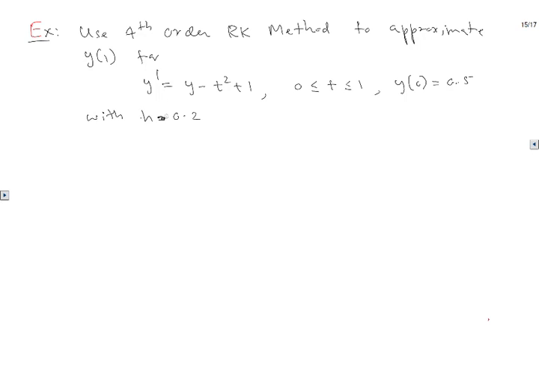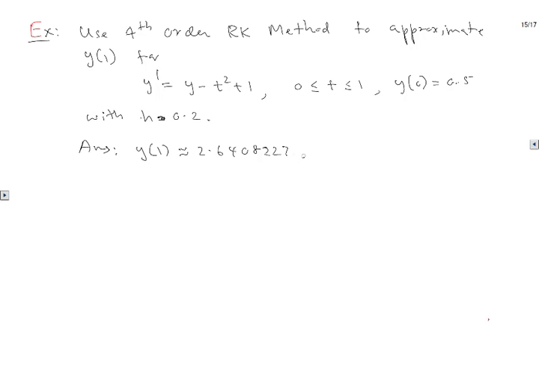You can see the answer. You should get something close to y1, which is approximately equal to 2.640827.